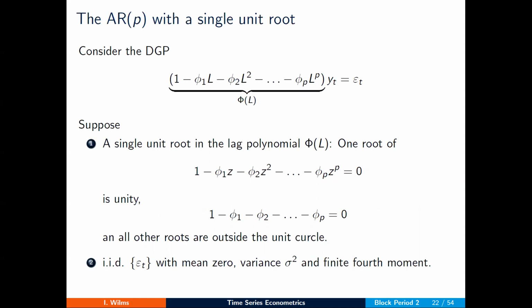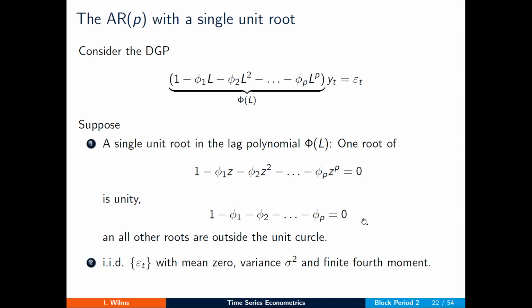How can we find the roots? Well, you can start from this lag polynomial equation. Simply replace the lag operator by z's and then solve for the roots of this equation. Under this formulation, the process is stable if all roots lie outside of the unit circle. We are, of course, interested in non-stationary asymptotics. So let's assume that we have a single unit root. That means that z equal to 1 should be a solution and all other roots should lie outside of the unit circle.